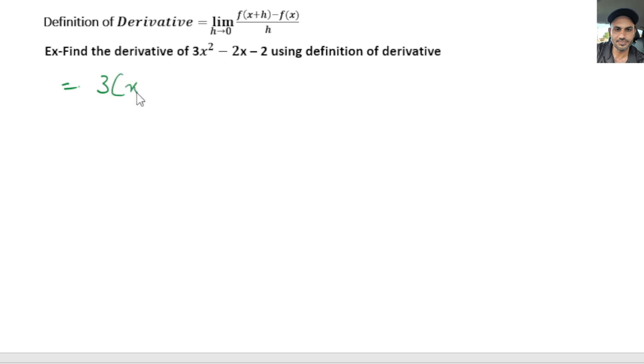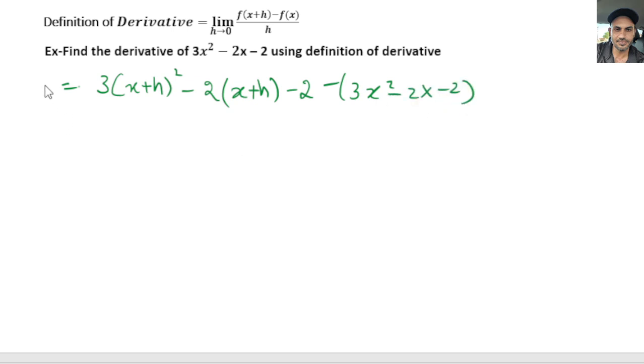So we get x plus h squared minus 2. For x, I'm going to put x plus h minus 2, and then minus f of x is just this right here. I'm going to put it inside the parentheses so we don't get confused with the signs, and it's the limit as h goes to 0, and then everything divided by h. Okay, in the next step I'm going to go ahead and simplify it.